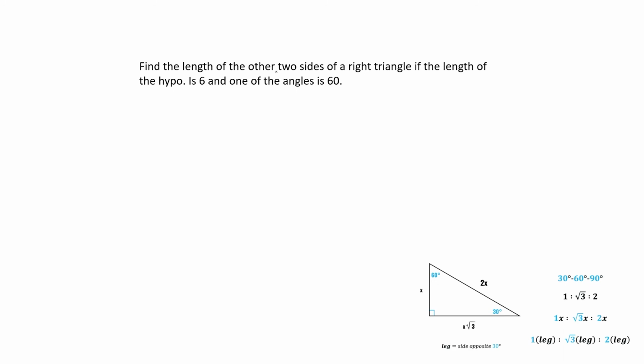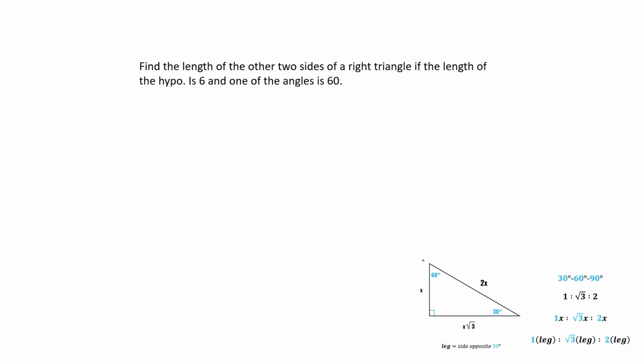Find the length of the other two sides of a right triangle if the length of the hypotenuse is 6 and one of the angles is 60. So one of the angles being 60 is just telling you that it is a 30, 60, 90. Because if one is 60, the other besides the right angle has to be 30, and vice versa. If they tell you one angle is 30, then the other is 60.